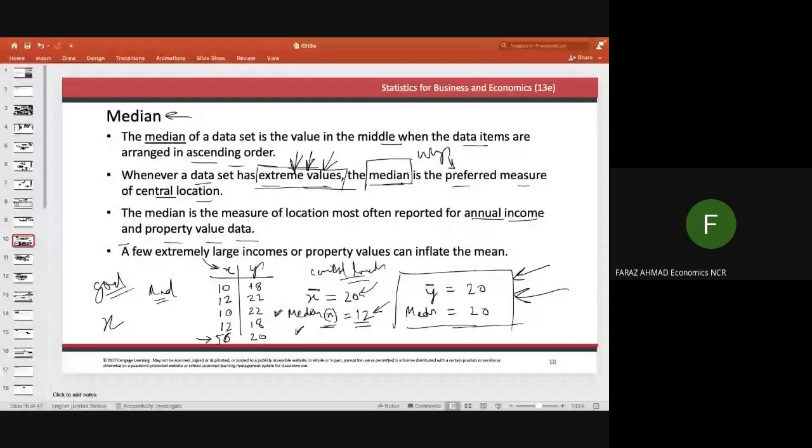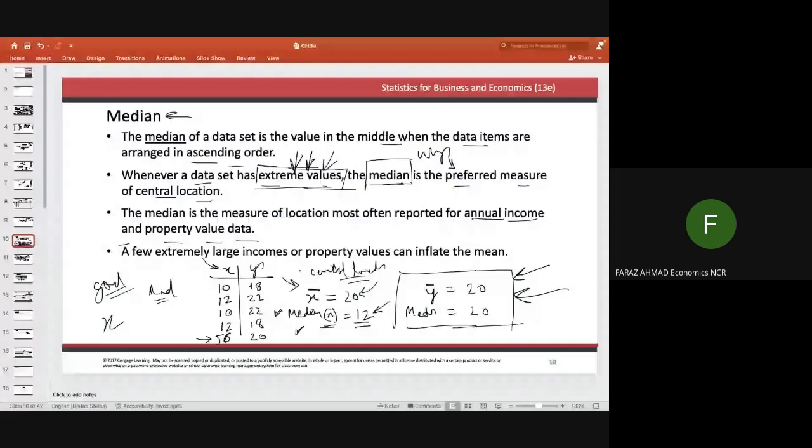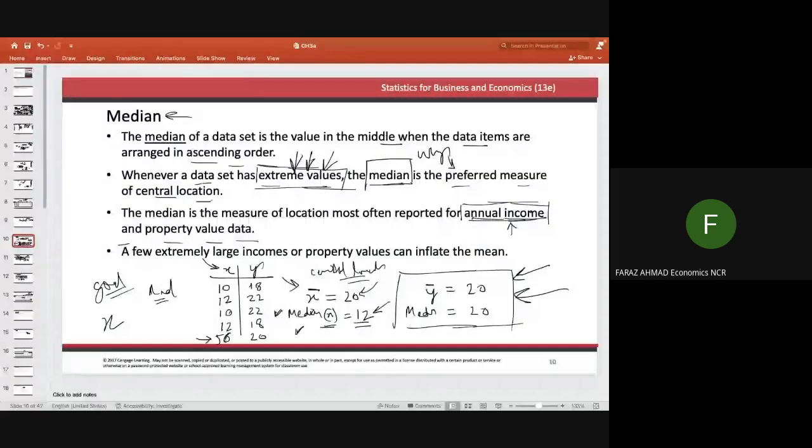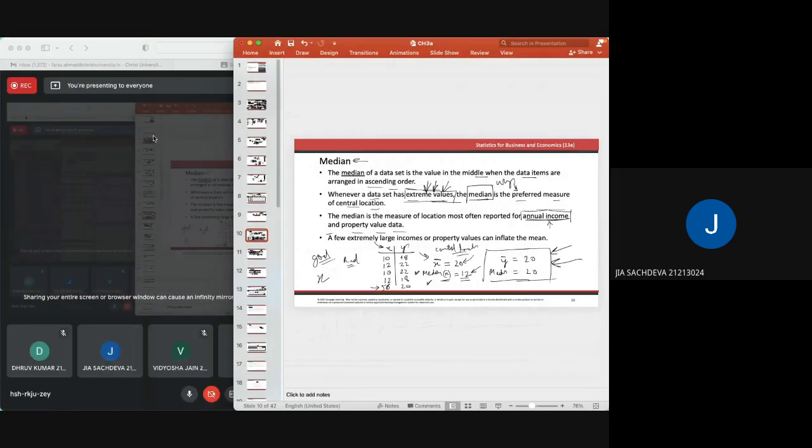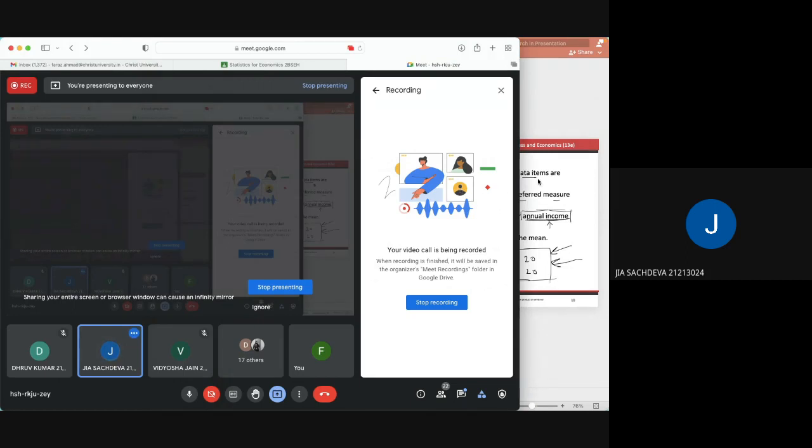So when we have extreme values in a data set, median is a preferred measure of central location, right? Why is it reported for annual income? Can anyone explain this? Why is median better for annual income? If we talk about India, it is because we have extreme values. There are lots and lots of extreme values when we consider income.